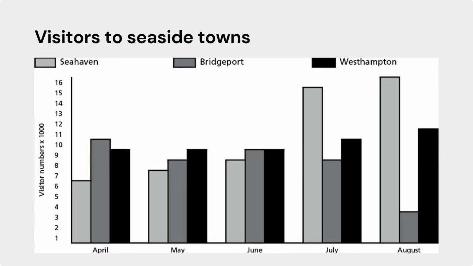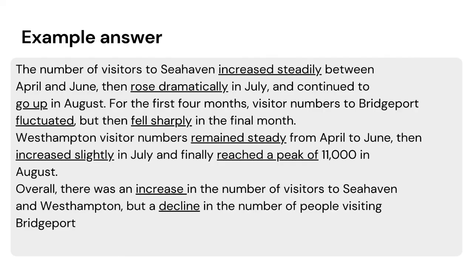Okay, hopefully you have finished your answer now. And I'm going to show you an example. So this is something that you could have said or you could have written. The number of visitors to Seahaven increased steadily between April and June, then rose dramatically in June, and continued to go up in August.